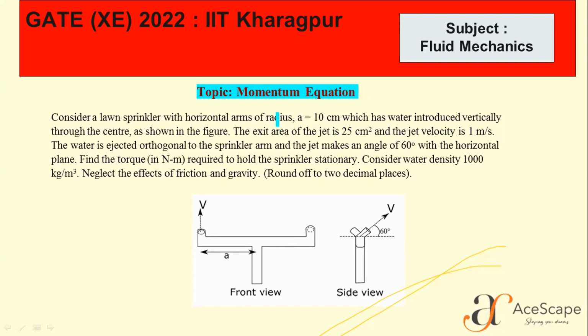Okay, let's read the question once. Consider a lawn sprinkler with horizontal arms of radius a equals 10 centimeter, which has water introduced vertically through the center as shown in the figure. The exit area of the jet is 25 centimeters square and the jet velocity is 1 meter per second. The water is ejected orthogonal to the sprinkler arm and the jet makes an angle of 60 degrees with the horizontal plane. Find the torque required to hold the sprinkler stationary. Consider water density as 1000 kg per meter cube. Neglect the effects of friction and gravity.